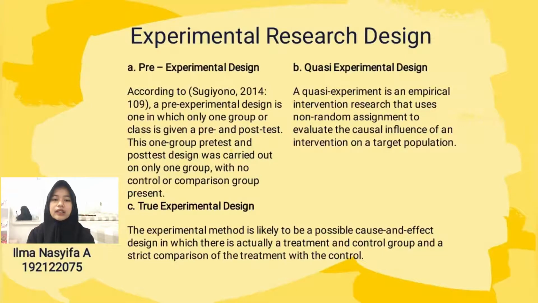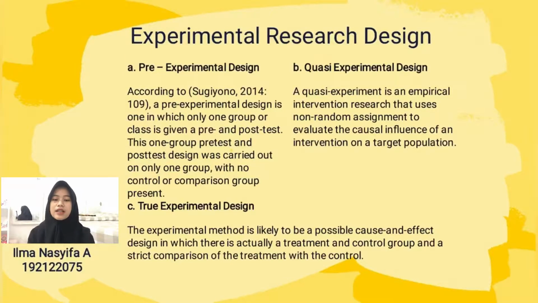And then the classification of true experimental design includes, the first, the post-test only control group design. In this design, subjects are randomly selected and assigned to the two groups, control and experimental, and only the experimental group is treated. After close observation, both groups are post-tested and a conclusion is drawn from the difference between these groups.